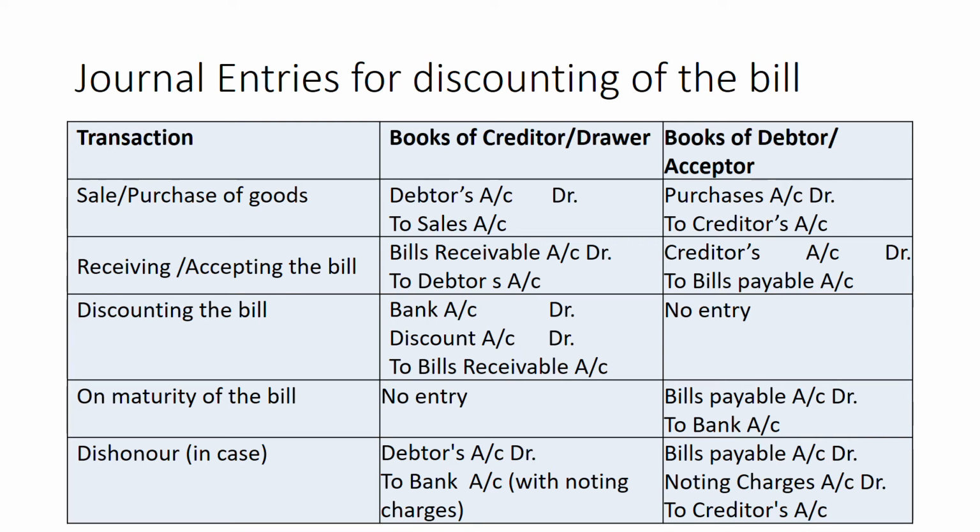So journal entries for discounting of the bill have been given. The first two transactions are similar to the basic journal entries of bills of exchange. That is, in case of the drawer, debtors account debtor to sales account, where the debt arises. On acceptance of the bill, a bill receivable is received from the debtor. So the entry will be bills receivable account debtor to debtors account. Now, once the bill is received, the drawer can go to the bank and get it discounted.